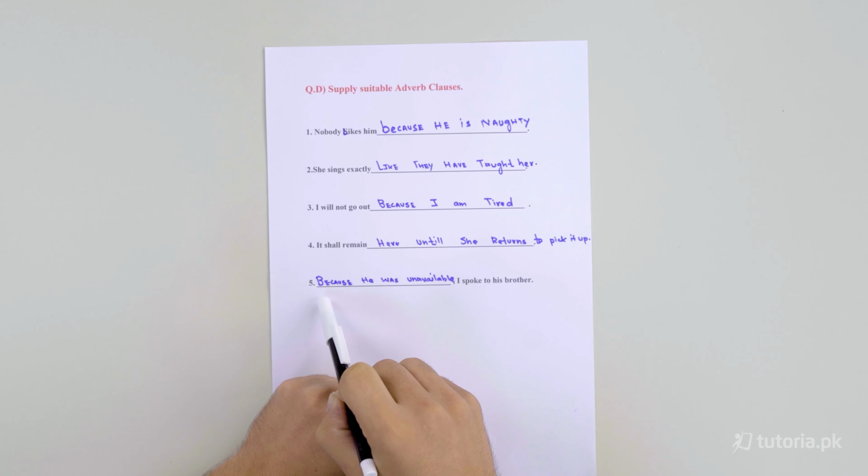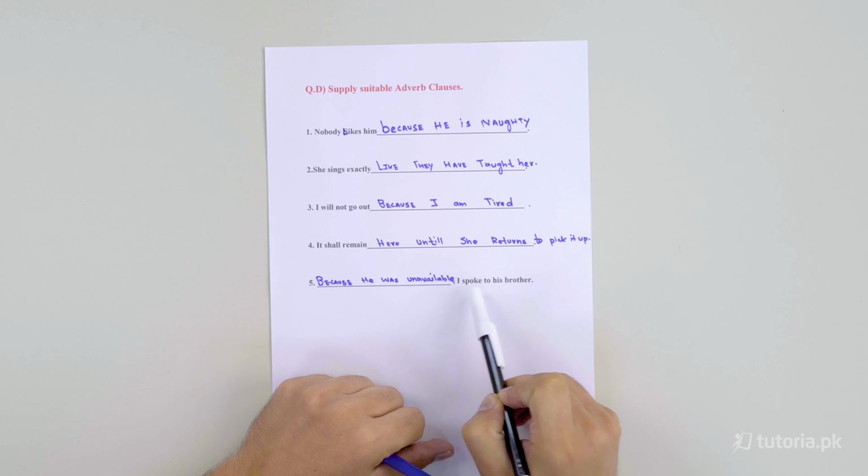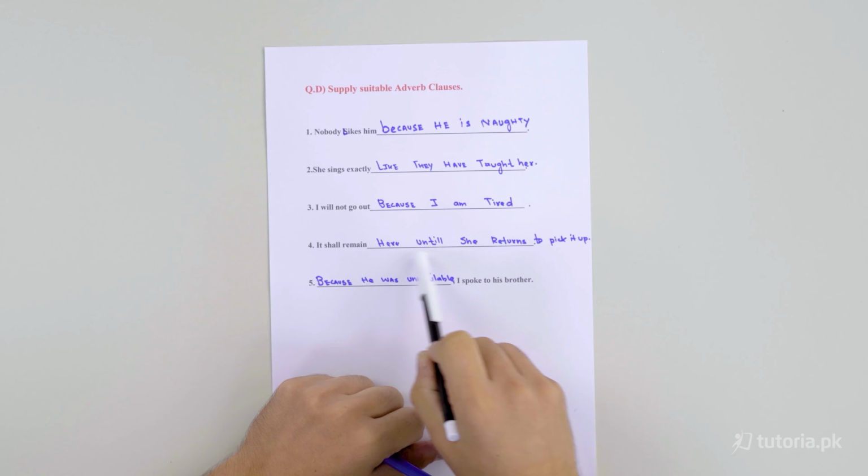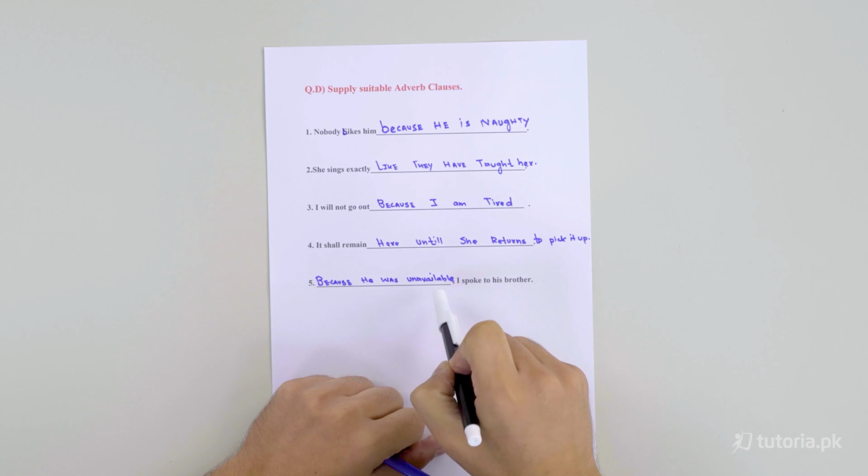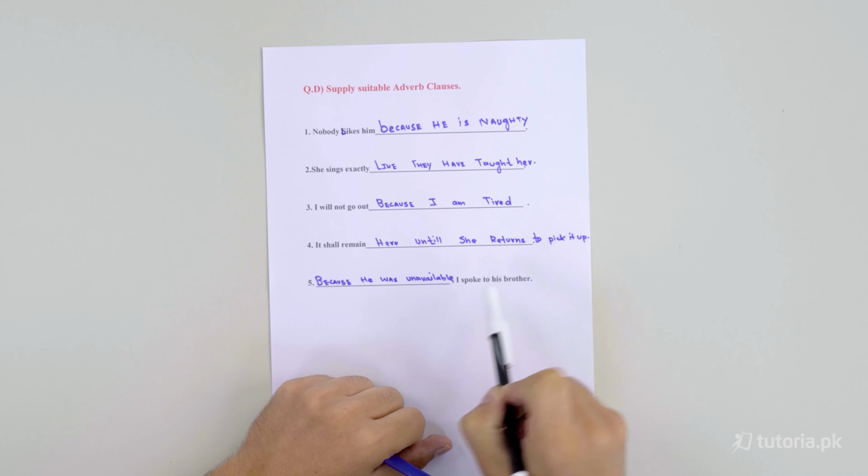And the last one is: because he was unavailable, I spoke to his brother. Here, at the very start, the adverb clause is being put to define the word spoke.